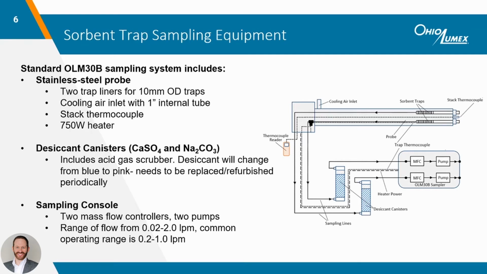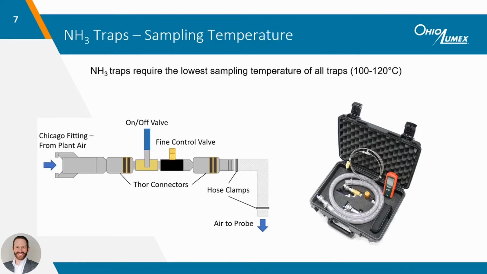The cooling air inlet is very important for many applications, as I'll explain in the next slide. The desiccant canisters remove water and acid gases from the sample gas stream to protect the sampling console. And the sampling console features 2 mass flow controllers and 2 pumps. For most sampling scenarios, sorbent trap runs will take about 30 minutes. However, I recommend you contact Ohio Lumex to determine the ideal flow rate and sample duration for your specific application. When sampling ammonia sorbent traps, it is critical to maintain trap temperature within a narrow range between 100 and 120 degrees Celsius.